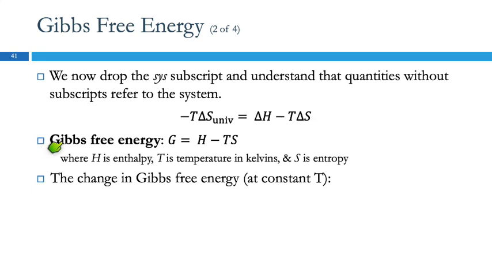The Gibbs free energy is given the symbol G. Thankfully, that one makes sense. Gibbs free energy is equal to H minus TS. So H is enthalpy, T is temperature in kelvins, S is entropy. When you take entropy and multiply by temperature, you get energy. So the change in Gibbs free energy at constant temperature is going to be: the change in G is going to equal the change in H minus T times the change in S.